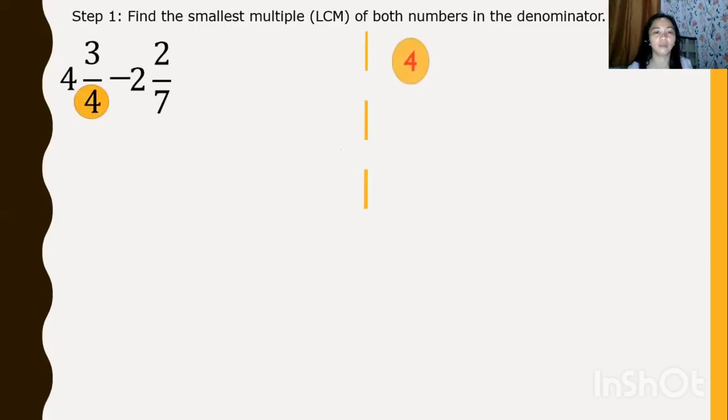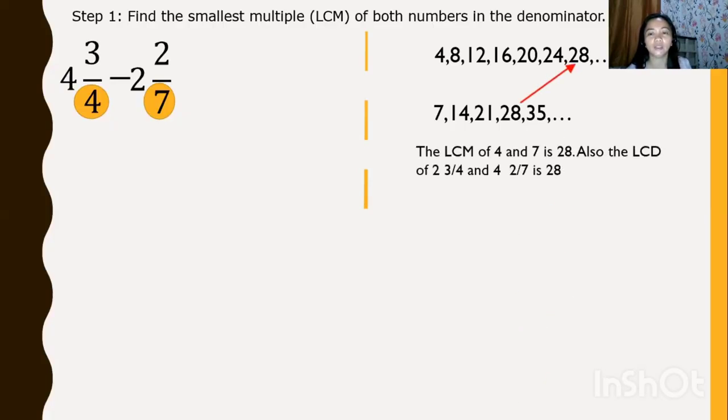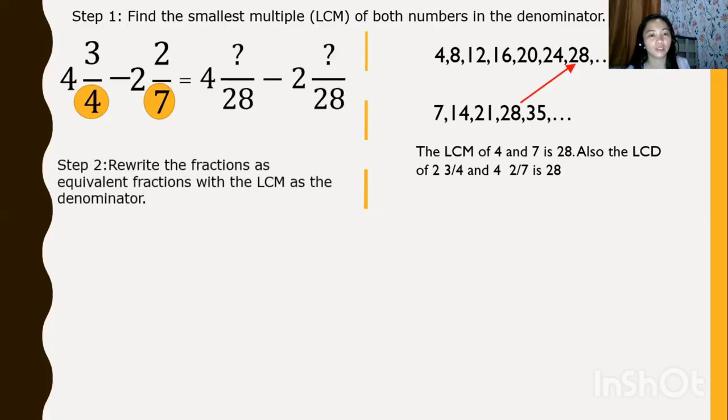We have here the denominators 4 and 7. The multiples of 4 are 4, 8, 12, and so on. And the multiples of 7 are 7, 14, 21, 28, 35. So here, the LCD or the LCM of 4 and 7 is 28. Also, the LCD of 4 3/4 and 2 2/7 is 28. Now, let us rewrite this into equivalent fractions. As you can see, we just affix the whole number here.